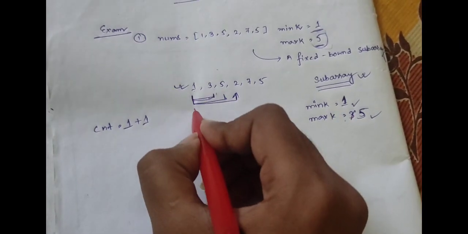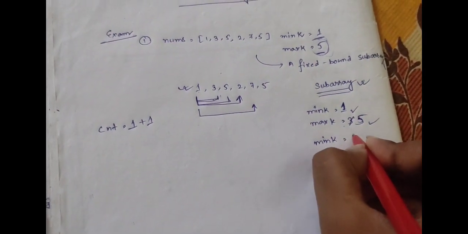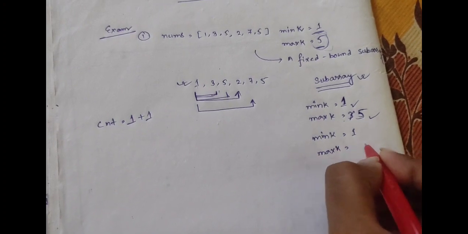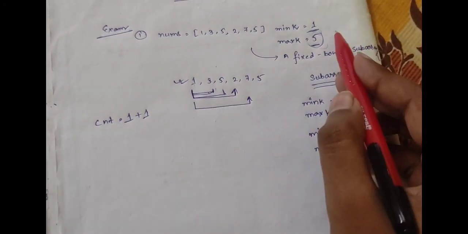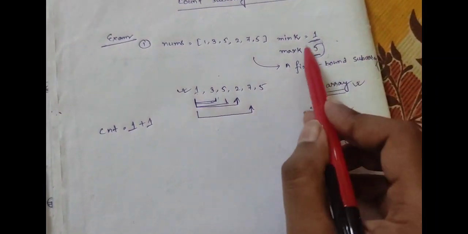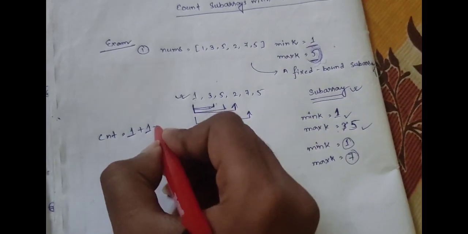Okay, now we will check 1 3 5 2 and 7. The minK is 1 and the maxK is 5, but now you can check that the min is 1 but the max is 7. This is greater than the max, greater than maxK, so we cannot count this. So this returns 0.